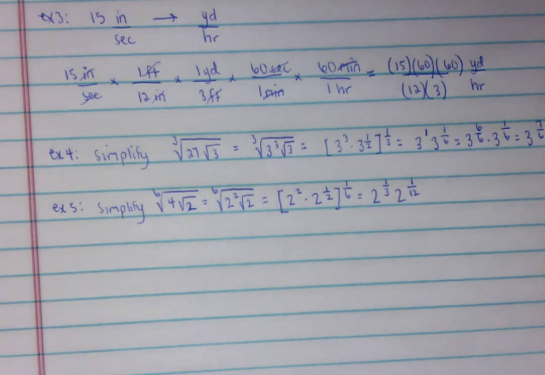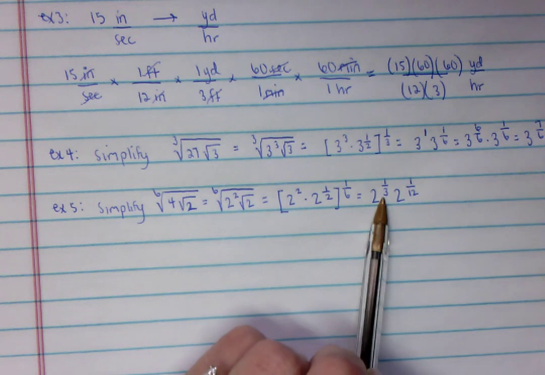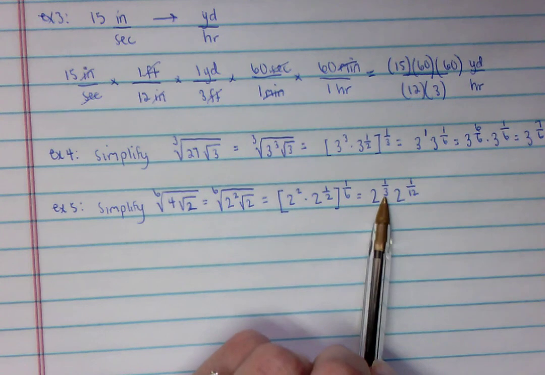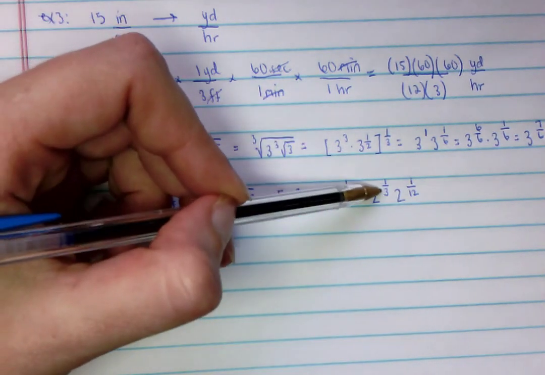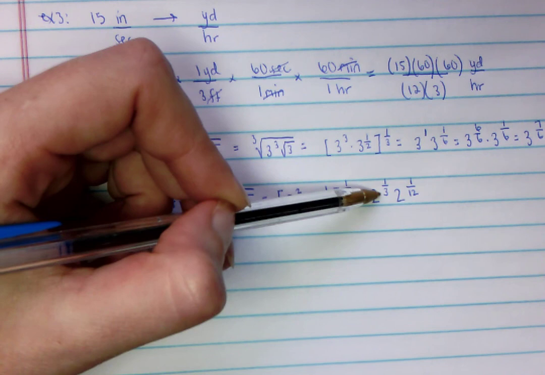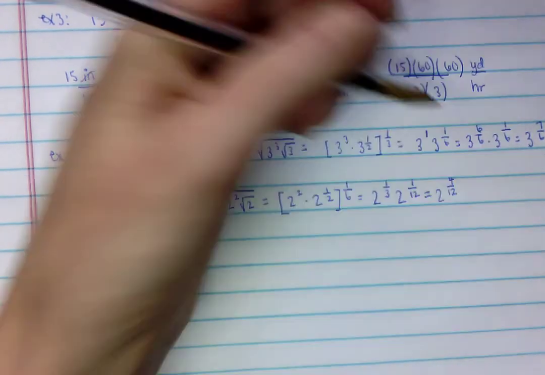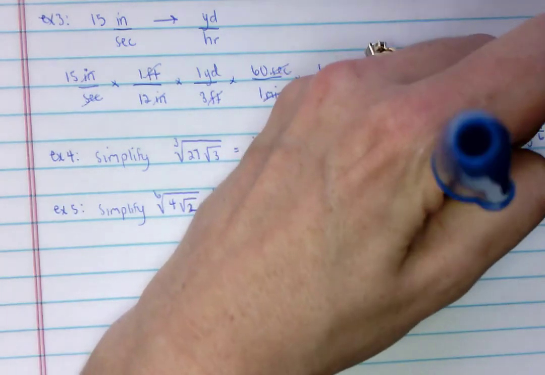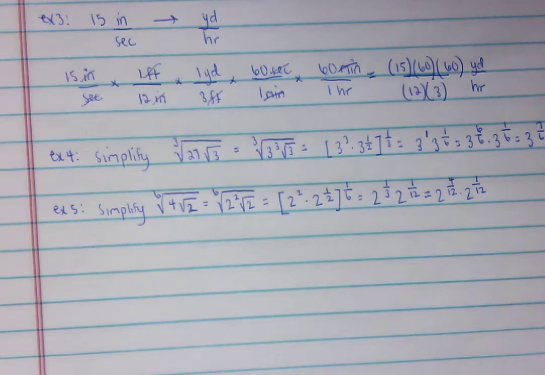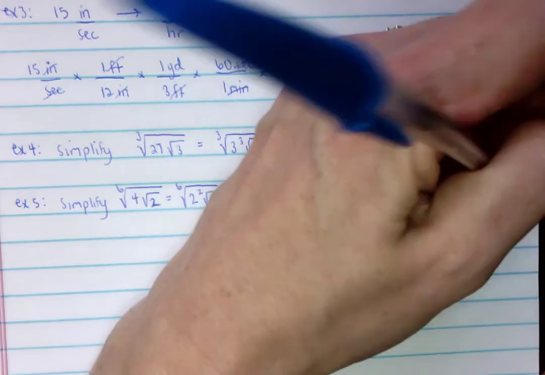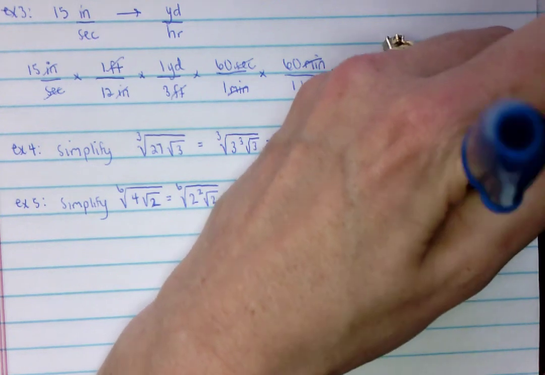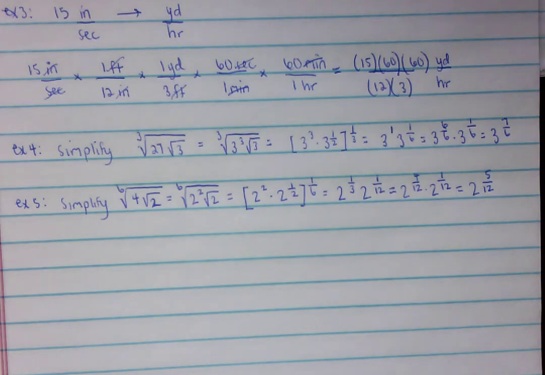And then the final thing, let's get a common denominator because we have to add the exponents. This right here, if you were to change that to 12ths, because that's going to be our common denominator, you'd have to multiply the top and bottom of this by 4. That would make that 4/12. So you would have 2 to the 4/12 times 2 to the 1/12. And then if you were to add those fractions together, you get 2 to the 5/12. And that is all.